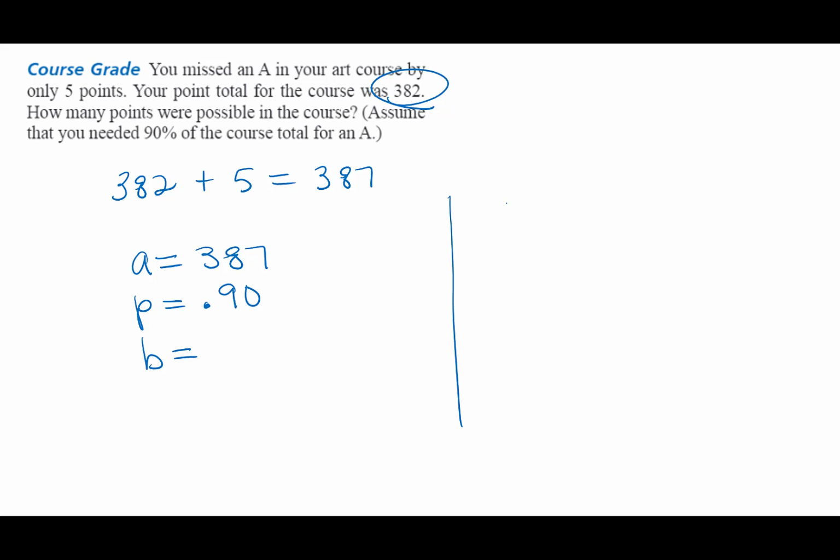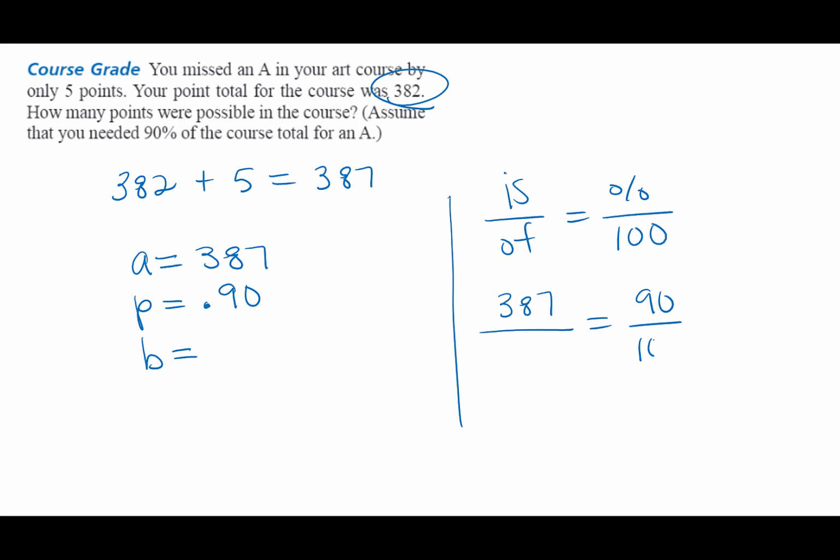Those of you who like the is over of method, you would say 387 is the is number, and your percent is 90% over 100, and then your missing piece, that's where you'll put the variable x and cross multiply. But let me go back over here to the left side of the screen. So remember, our percent equation is A equals P times B. So we have 387 equals 0.90B. Next, divide both sides by 0.90 to get a total points of 430.